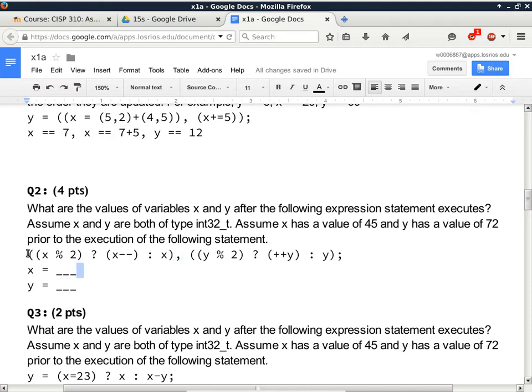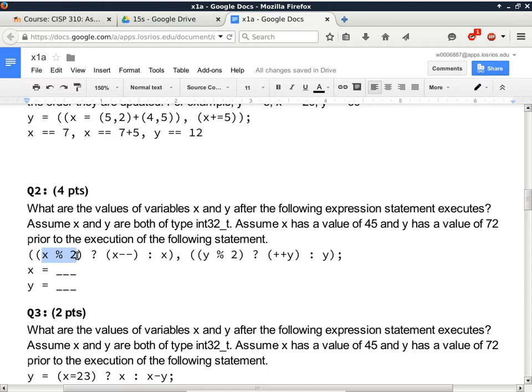So the first expression is going to be this one, which is a ternary operator. A ternary operator has 3 components. The first component is a condition, and then if that is true, we evaluate the second component. If the first component is false, we evaluate the third component. That's basically the behavior of a ternary operator. You were told that x has a value of 45, and 45 mod 2 is the remainder of 45 divided by 2. And what is that? 1. Exactly. It's non-zero. All we need to know is it is non-zero.